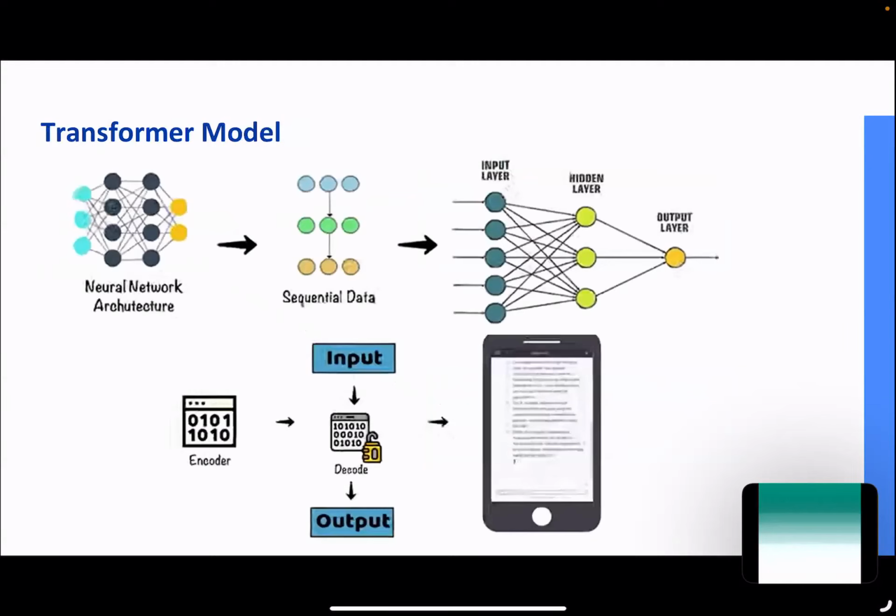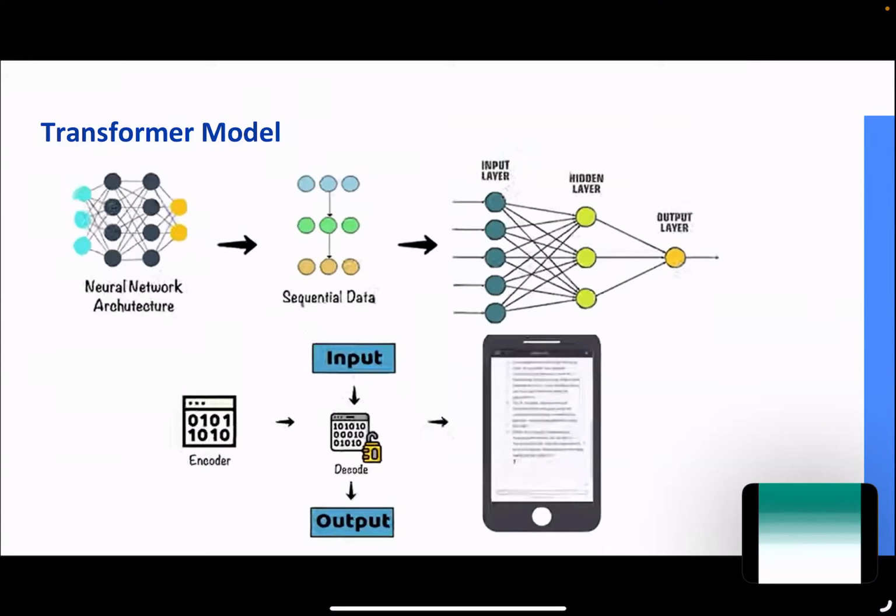So let's understand what a transformer model is. A transformer model is just a type of deep learning, or specifically, we can say neural network model. It is based on a self-attention process that we will see in the next slides.